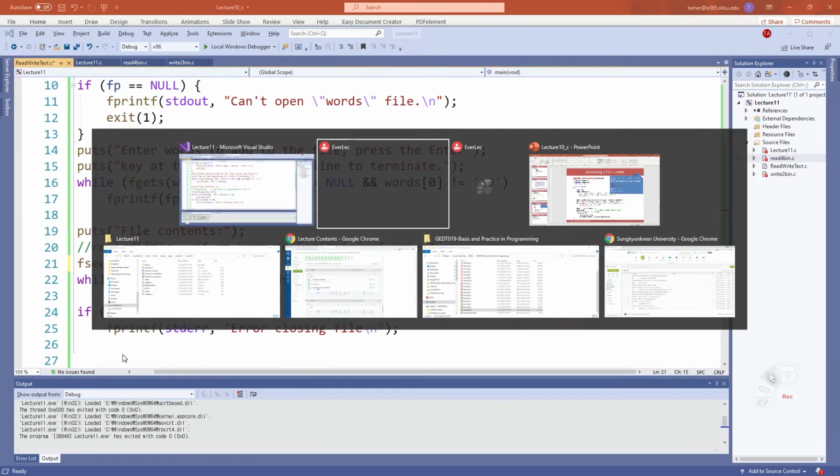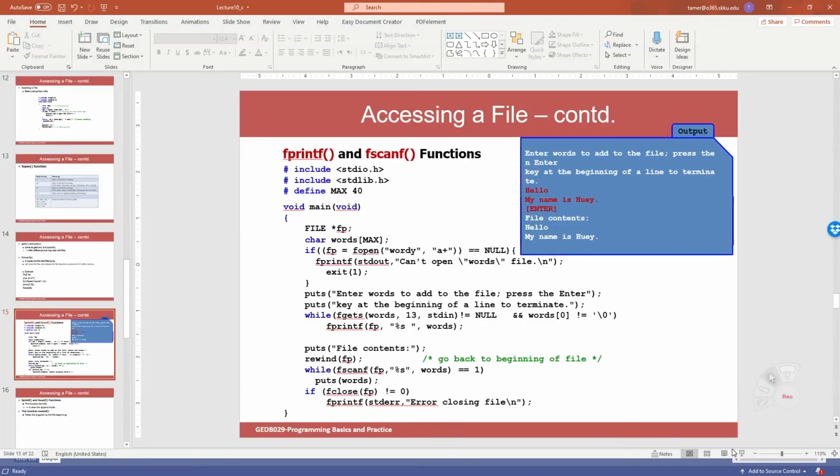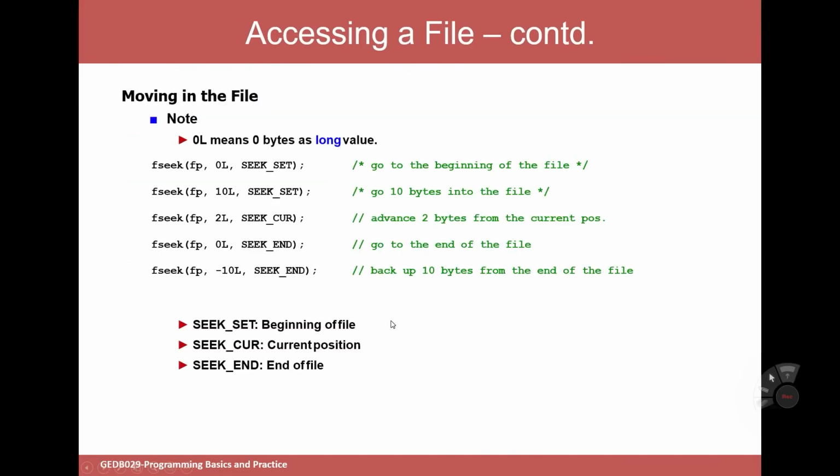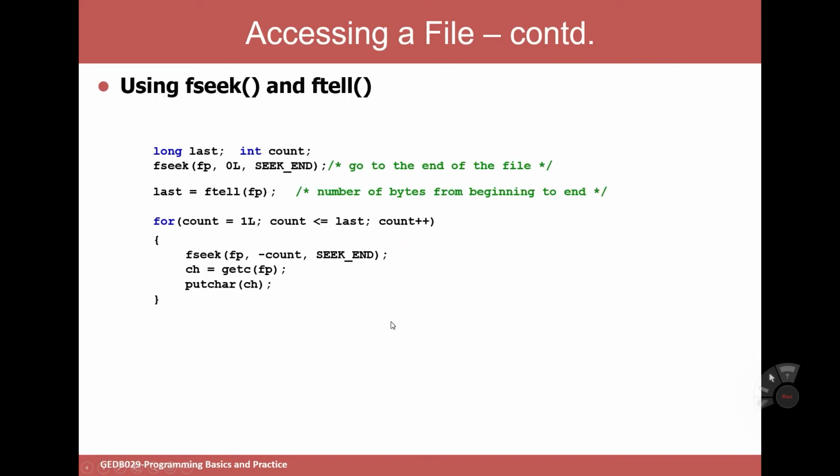Okay, so let's continue. Now, the second part of the lecture I want to talk about, you see here the seek. You can make it a minus here if you are at the end. So from the end, go back minus how many you want. So this is the minus in the case of the seek end. Or maybe seek current. Seek current could be taken positive or negative.